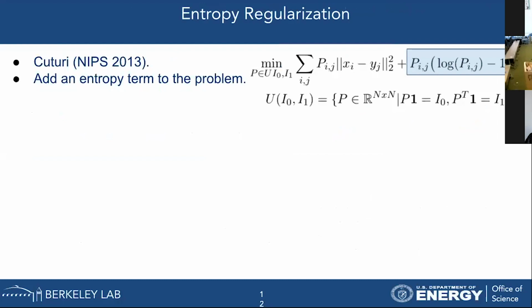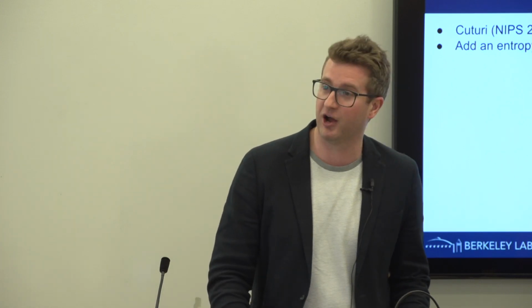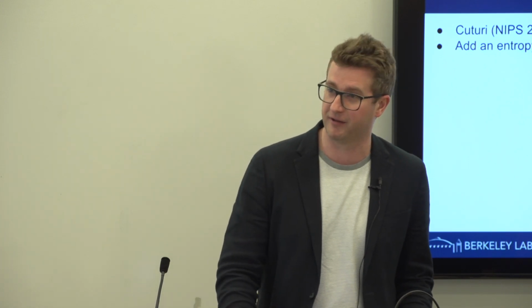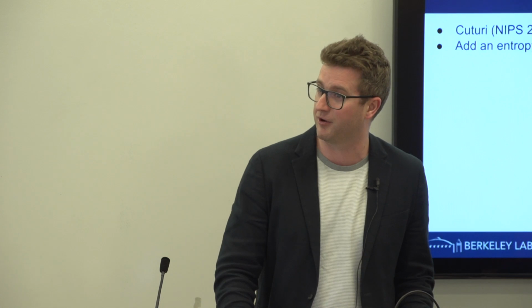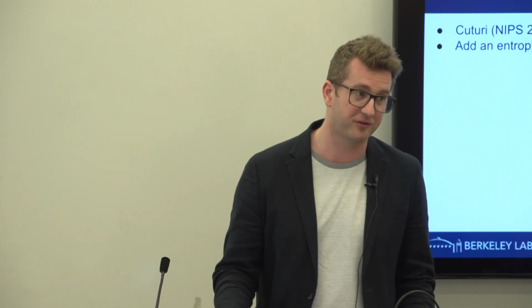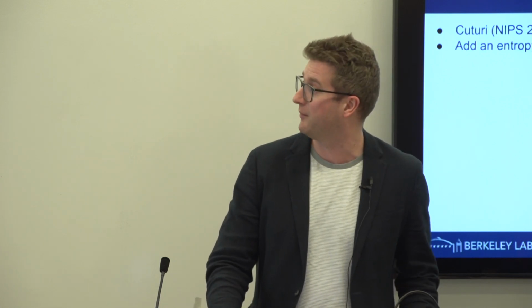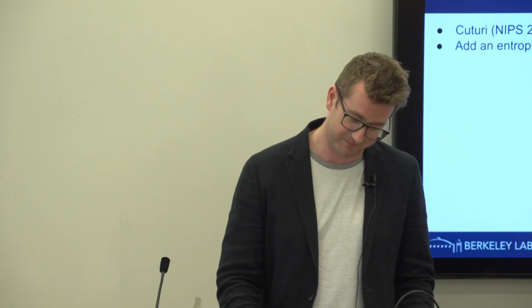If you haven't seen this work, it's really exciting recent work by Marco Cuturi. The idea is instead of solving the sharp linear program we were looking at before, you add an entropy regularization term. So that's this term here, Pij (log Pij minus 1). If anything, that doesn't look like it helps at all. You've added a nonlinear term to what was a linear program. There are two benefits. The first is that this remains a convex problem. And the second is the following.